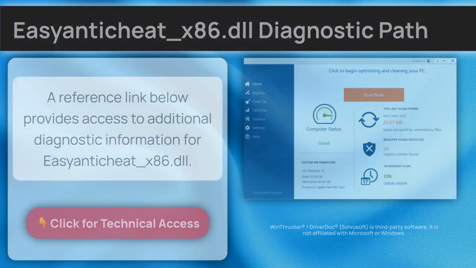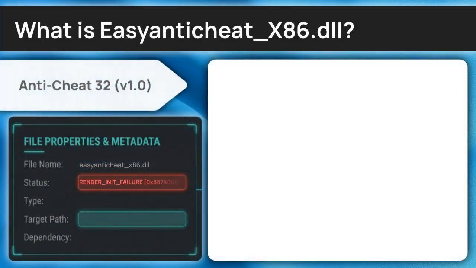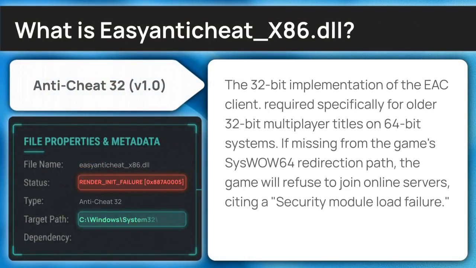This is the Easy Anti-Cheat x86 module, the 32-bit implementation of the EAC client required specifically for older 32-bit multiplayer titles on 64-bit systems. If missing from the game's SysWOW64 redirection path, the game will refuse to join online servers, citing a security module load failure. Now that the background is clear, let's walk through the actual installation steps.